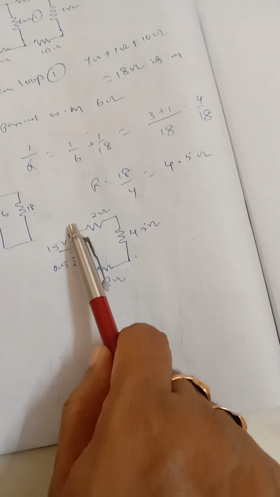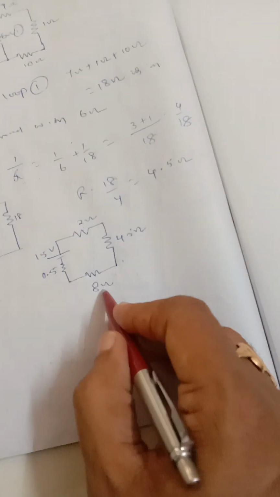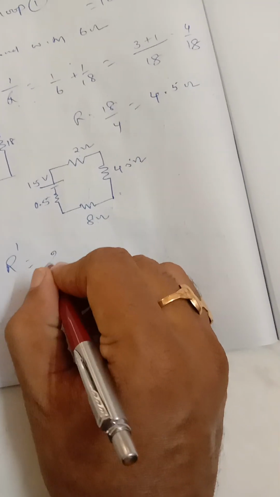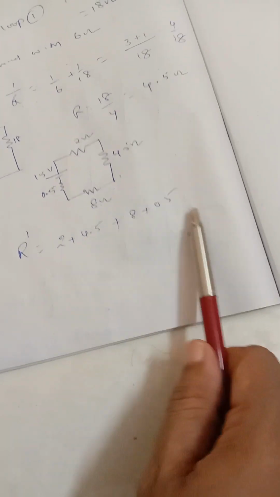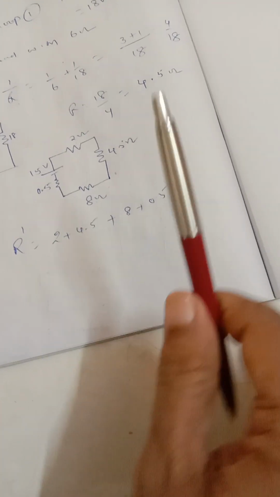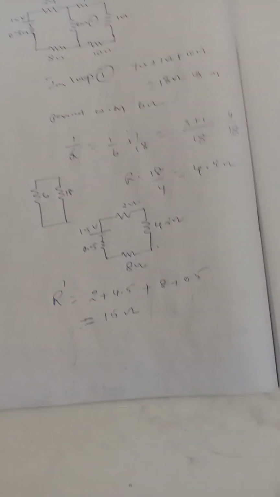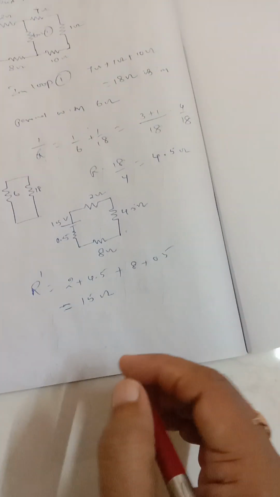Now this is a battery, and this is all a series combination. That means 2 plus 4.5 plus 8 plus 0.5. The resultant resistance R dash, here R we already used, so you can use R dash. R dash is equal to 2 plus 4.5 plus 8 plus 0.5. 4.5 plus 0.5 is 5, 5 plus 2 is 7, 7 plus 8 is 15 ohms is the total resistance of the circuit. That means the total resistance of the circuit in this combination has become 15 ohms.